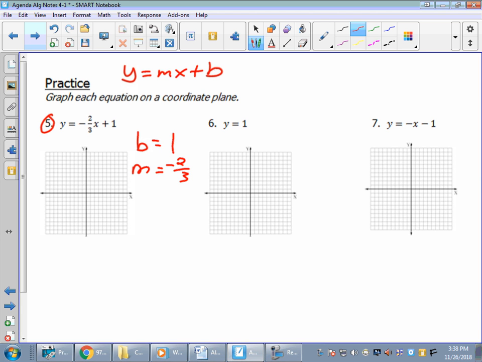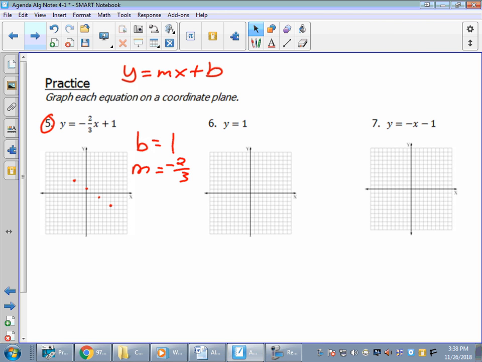The next step was to place the y-intercept on the graph. We know b is 1, so the y-intercept would be at 1 here. That's 1 point. Now I'm going to use my slope, my rise over run, to get a couple more points. I'm going to go down 2 and over 3, then down 2 and over 3 again. Okay, and I've got 3 points. I can also go up 2 and left 3 to get another point if I run out of room going to the right. But here I have enough points to draw a graph.